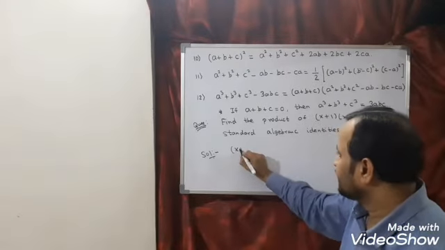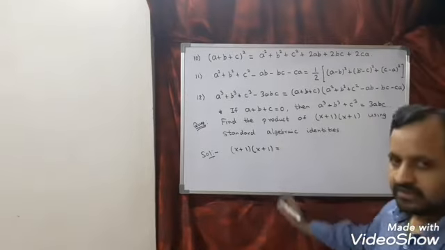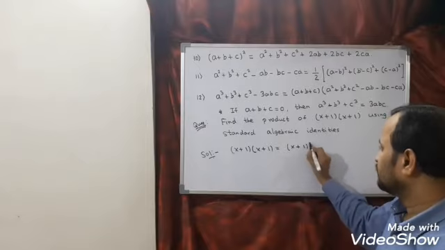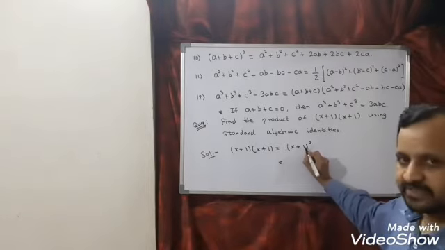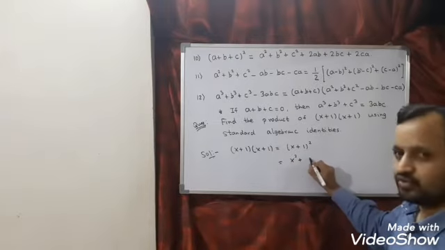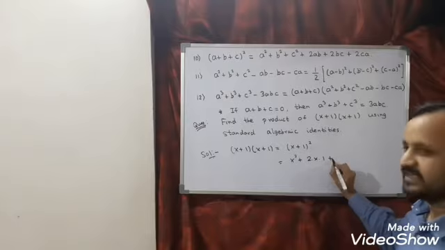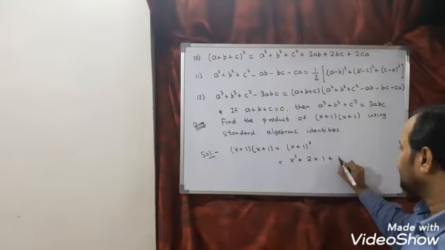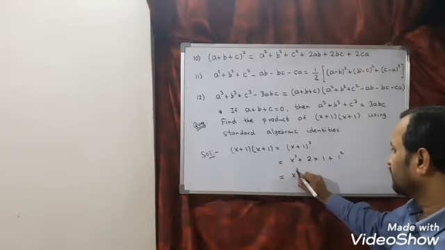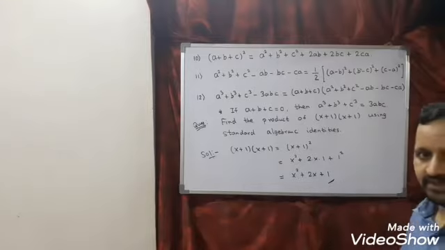So here I can say x plus 1 into x plus 1 is equal to, so both terms are same, I can write as x plus 1 whole square. So first formula, a plus b whole square is nothing but a square plus 2ab plus b square. So x square plus 2 into x into 1 plus b square. And what is b here? 1. So I can say 1 square. So the answer of this question is x square plus 2x plus 1.